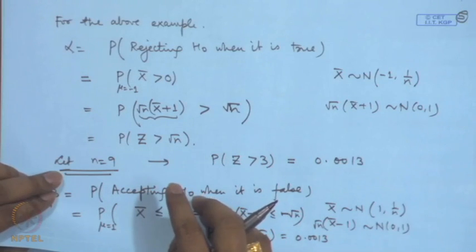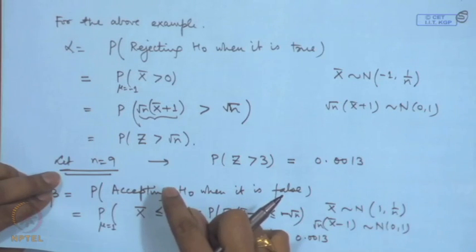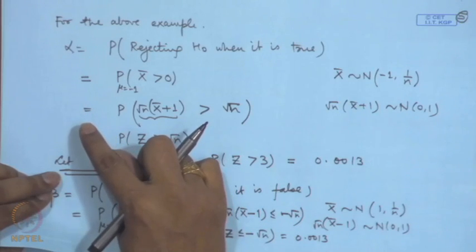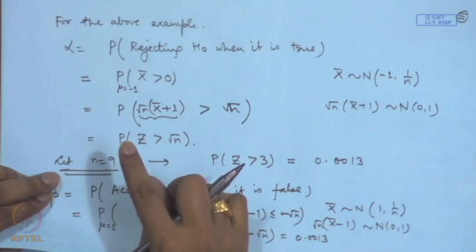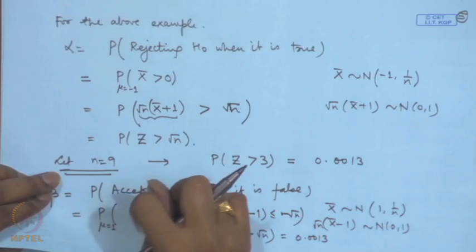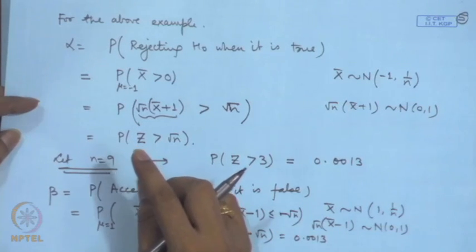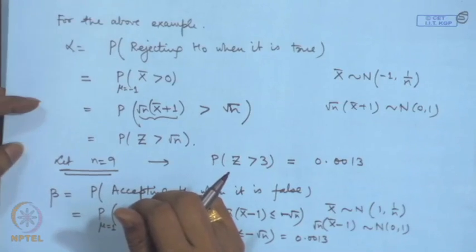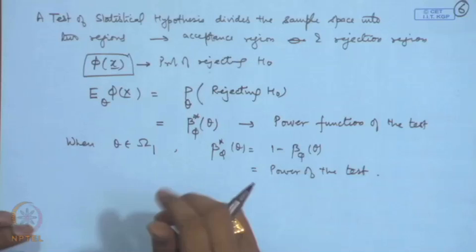In an ideal test, both alpha and beta must be equal to 0, but this simultaneous minimization is not possible. If we decrease alpha, say, then beta will increase. If we increase alpha, then beta will decrease. Therefore, as a compromise solution, what we do is fix one of the errors and then try to minimize the other one. This gives us the concept of the most powerful test.